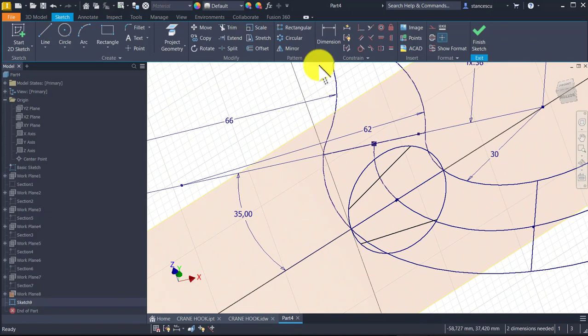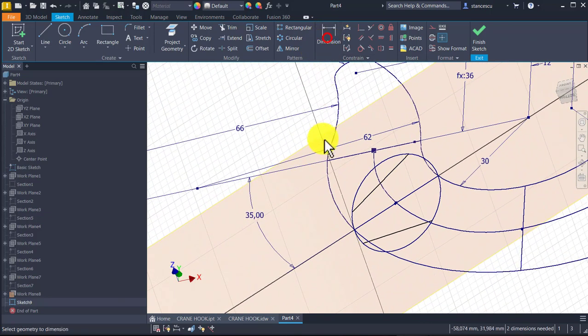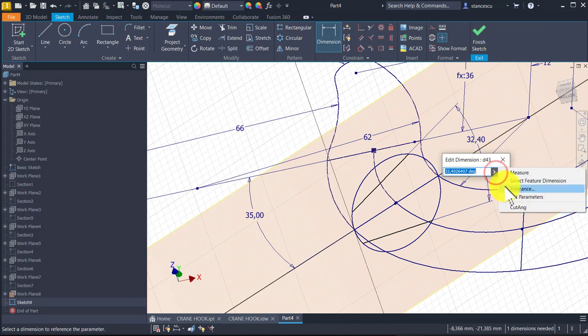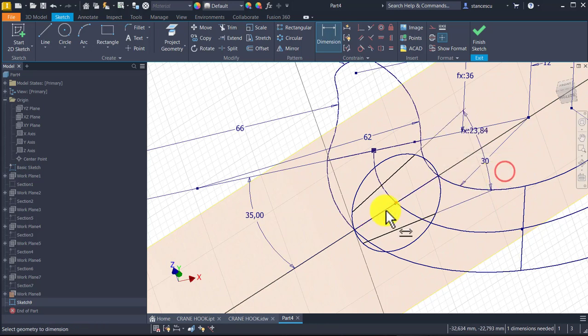Now dimensions: angle, cut angle. Once again, dimension, angle, cut angle. Okay, driven diameter dimension, accept.